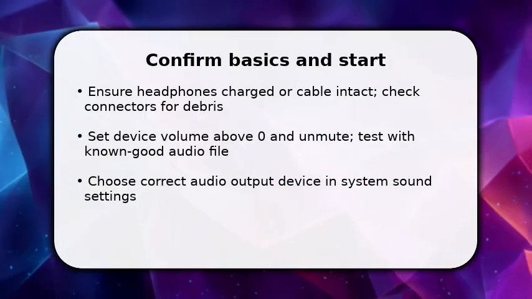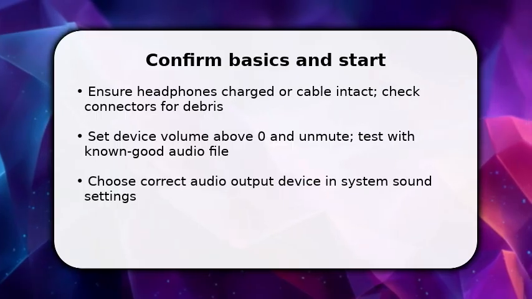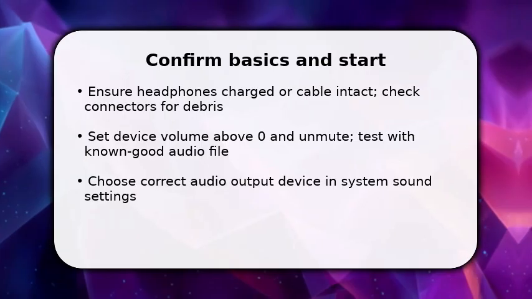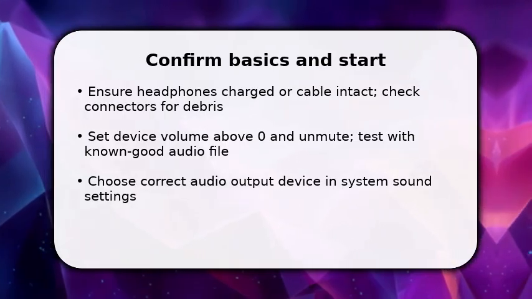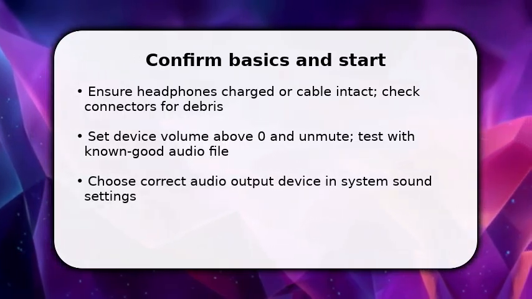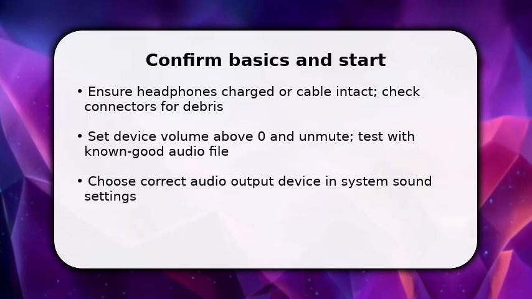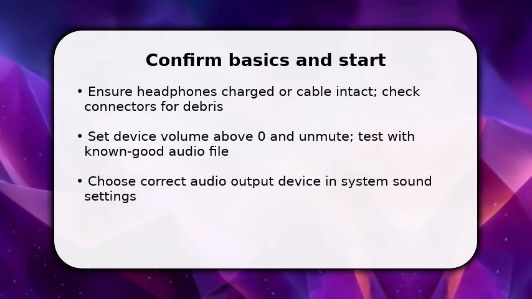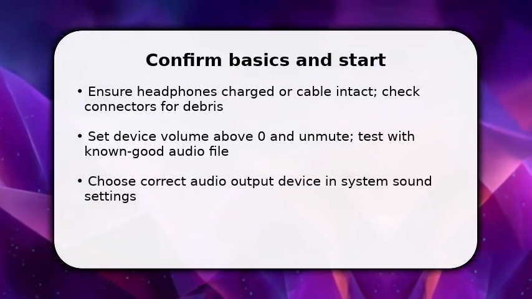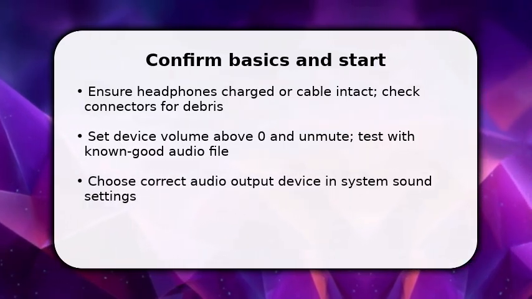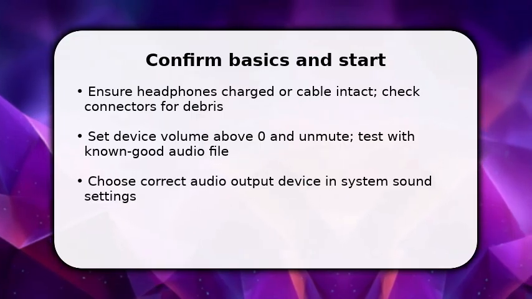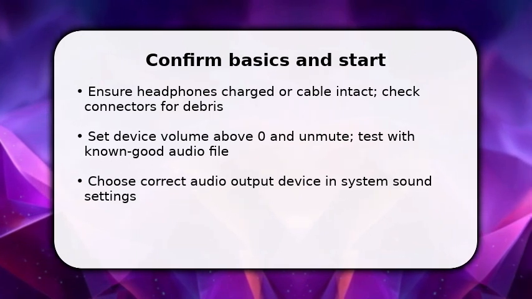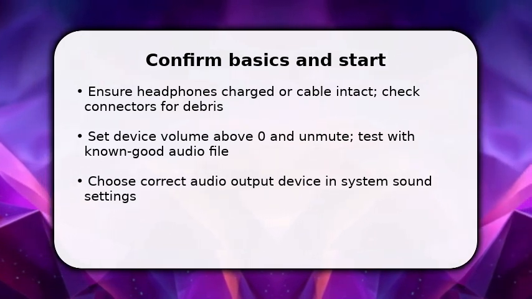You're going to start by eliminating quick failures. Confirm the headphones have power or the cable is solid, then plug in or pair them. Once connected, set the device volume above 0 and unmute, then play a short known good audio clip so you get immediate feedback. Next, open your system sound output selector and pick the headphone device. This ensures the operating system routes audio correctly. If the device doesn't appear, move to the next diagnostic steps to identify connection or driver issues.